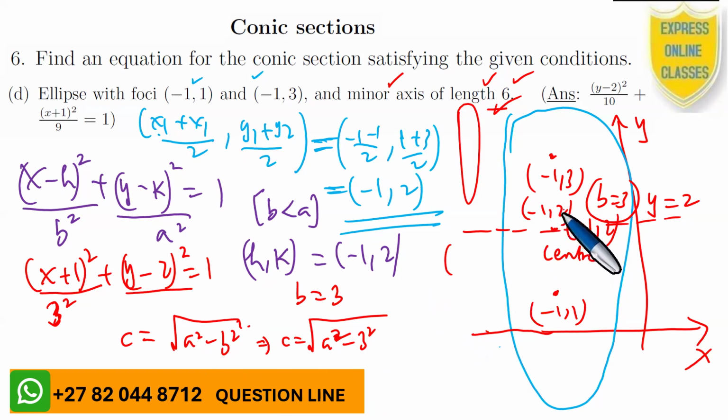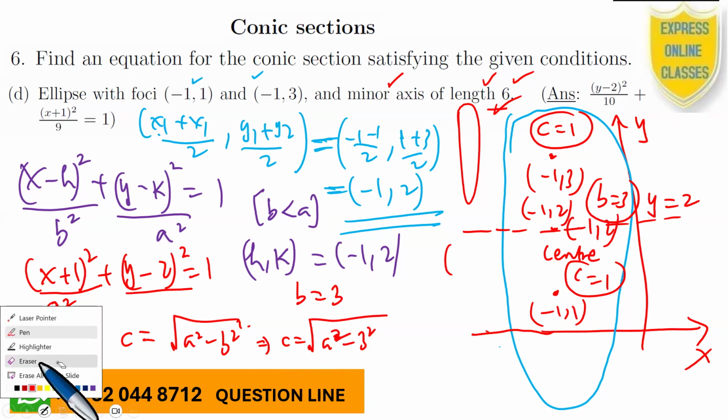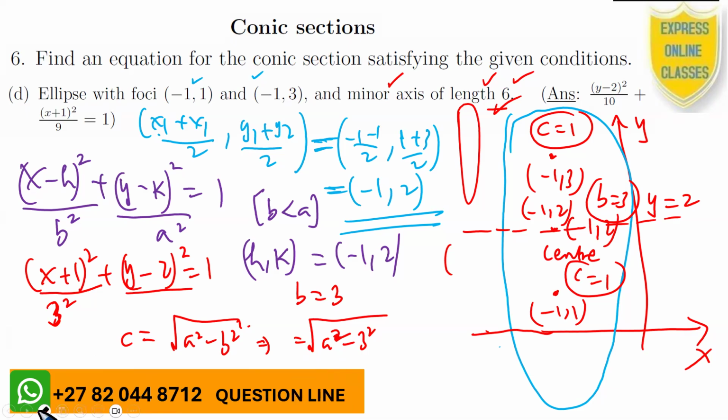If the center is this, what is the distance? How much did you go? From 2 to 3, we added 1. It suggests that c is 1. We added 1, but you also subtract 1. Indeed, c is 1, because now it's 2, you subtract 1. So now you come to this equation and put c equal to 1. You square both sides, you get 1 is a squared minus 9. A squared equals 10.